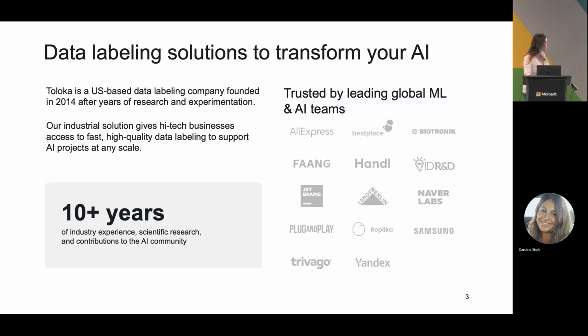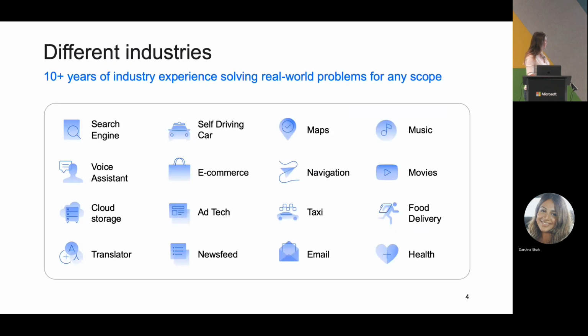So I work for Toloka. Probably you have never heard about Toloka. It's a data labeling company, and we label a lot of data for machine learning solutions. You can see some companies that we work with here, and these are also some industries that we label data for. So really a variety of solutions like search engines, voice assistants, e-commerce solutions, etc. But today specifically, I'm going to talk about different cases for natural language processing.